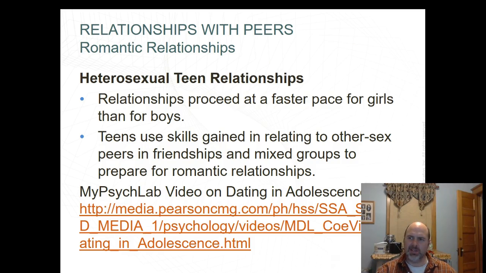Skills gained in relating to other-sex peers and friendships and mixed groups prepare them for romantic relationships. Social competence in a variety of relationships prepares teens to move to romantic relationships. For instance, physical sexuality coupled with skills in personal intimacy, the sense of being in love, is an important factor in adolescent dating patterns. And here's a little video on dating in adolescence.